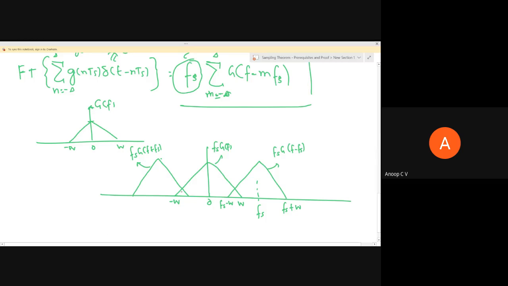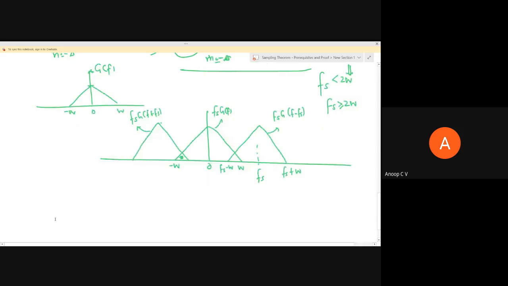In this case I have shown it as overlapping, but there are two different cases possible. One case is when fs is less than 2w, and the other case is fs greater than or equal to 2w, where w is the maximum frequency content in the original signal. In this case, I have assumed fs minus w is less than w. So first we'll see this case only.